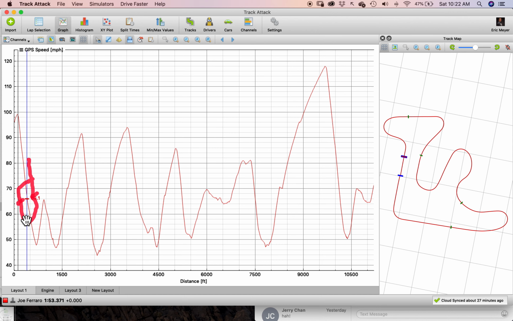So let's put our cursor there, right? And we can see that that's over in here. I'll put the cursor back there. Look at the track map on the far right. See, that's probably a downshift, I'm guessing. And we can't really tell that in the speed trace. We'll be able to look at it more when we add the longitudinal channel.